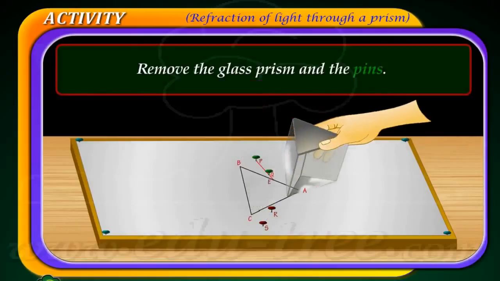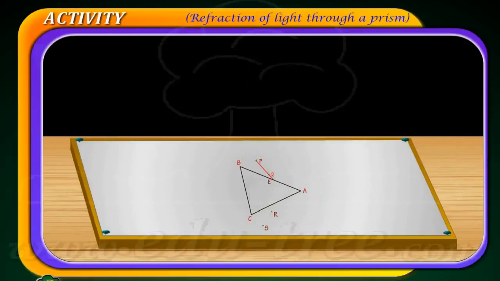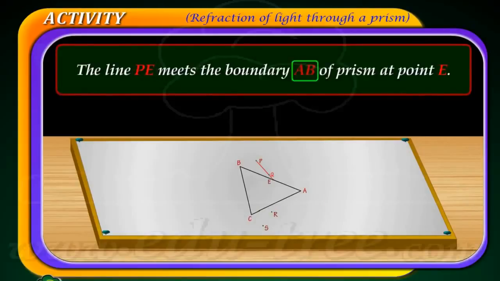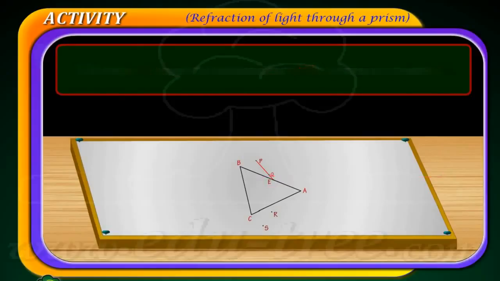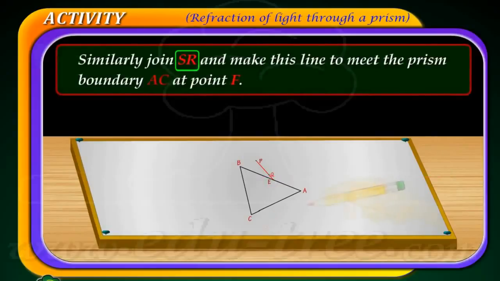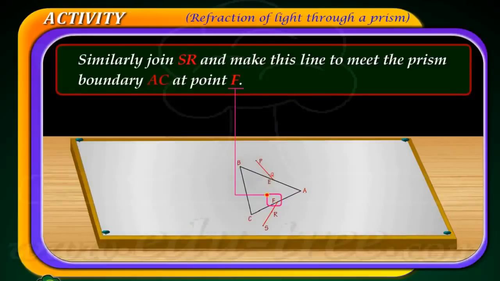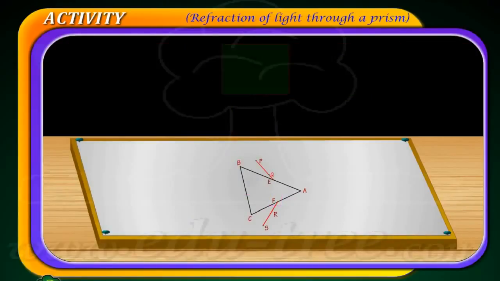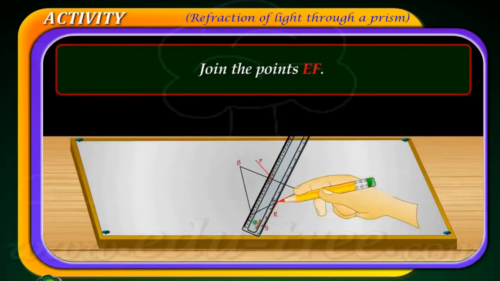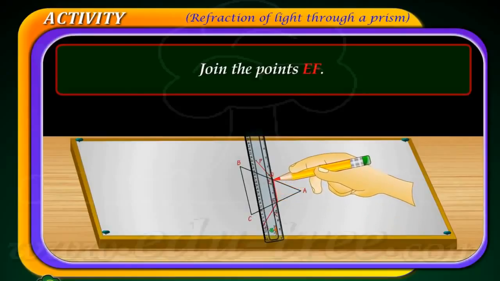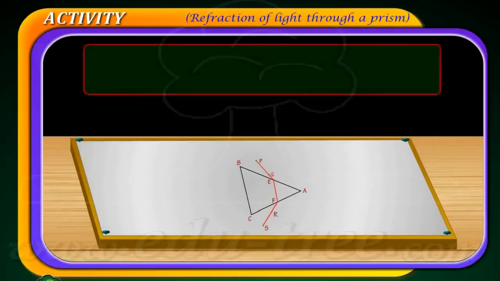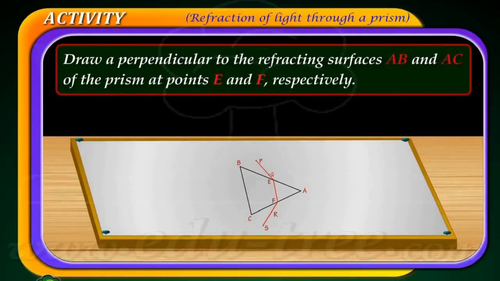Remove the glass prism and the pins. The line PE meets the boundary AB of the prism at point E. Similarly, join S and R, and make this line meet the prism boundary AC at point F. Join the points E and F. Draw perpendiculars to the refracting surfaces AB and AC of the prism at points E and F, respectively.